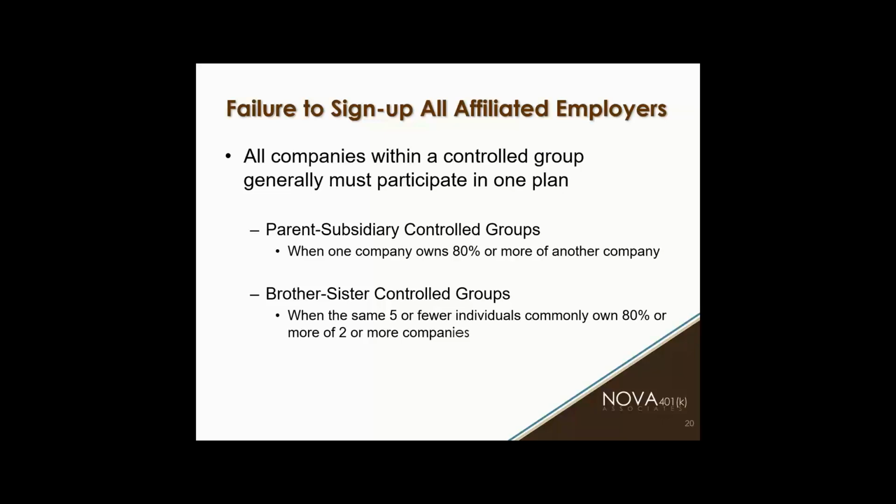The other type of control group is ownership by individuals. So when you have the same 5 or fewer individuals commonly owning 80% or more of two companies, again, you have a control group. It's viewed as one company by the IRS.